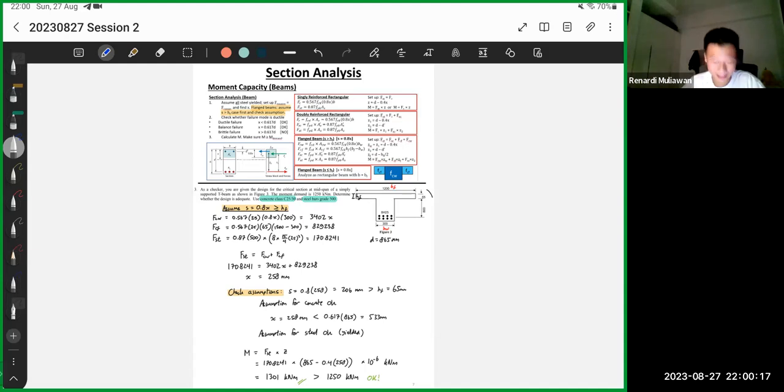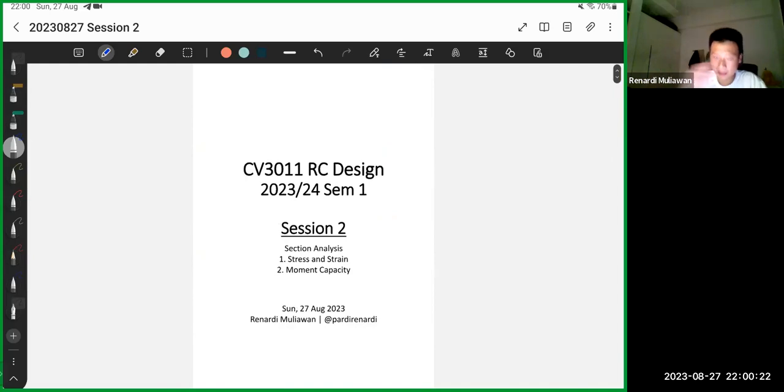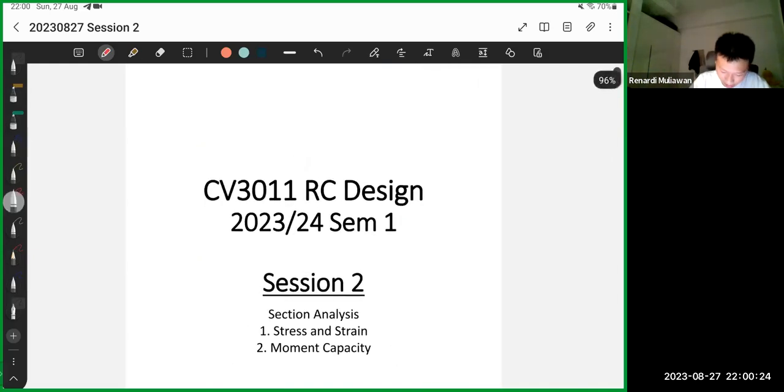So I guess that's all. Again, I will put this up in the same folder as last week. So this one is annotated.